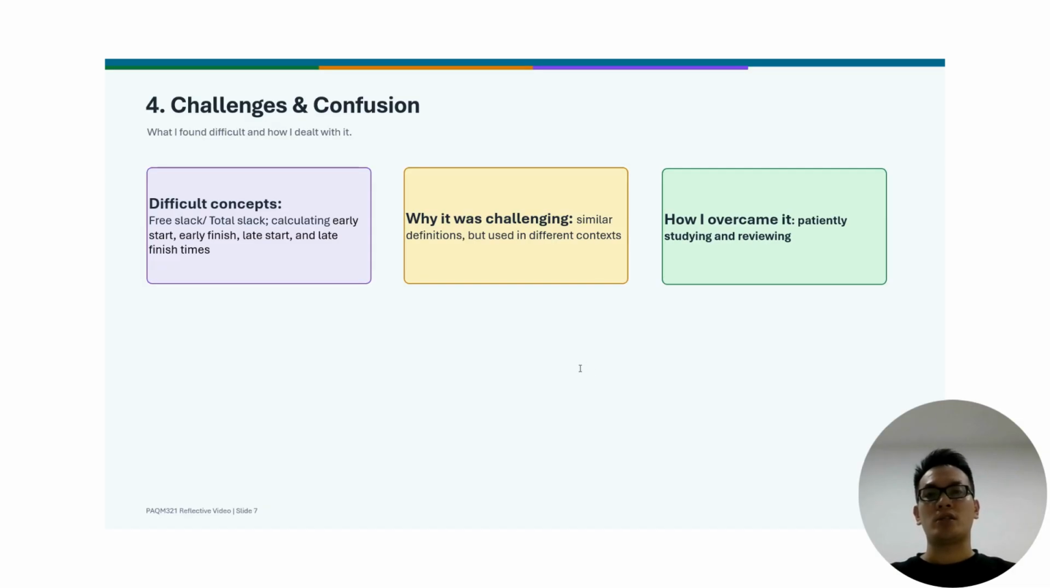I overcame this challenge by studying examples, drawing network diagrams step by step, and practicing how to identify the critical path. With repeated practice, I became more comfortable with the calculations and better understood the difference between free slack and total slack.